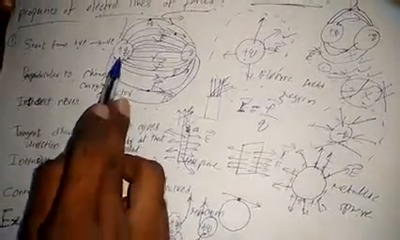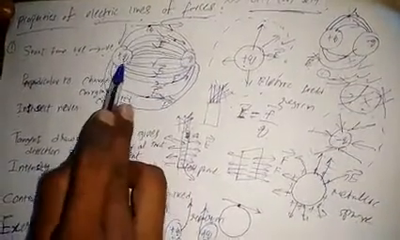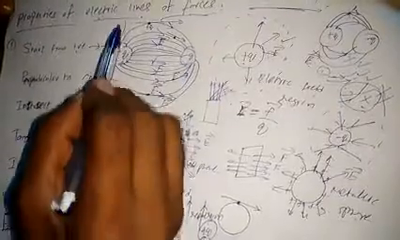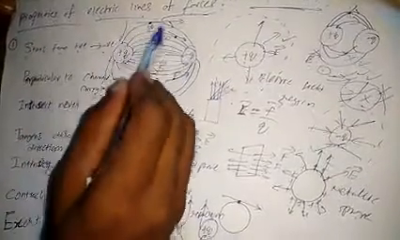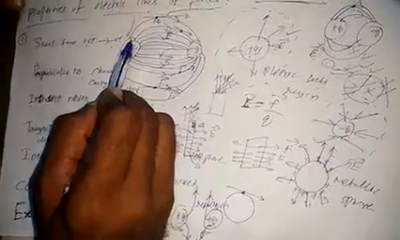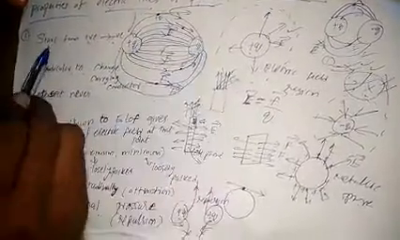Okay, right? We have taken two charges, one positive and another negative. These electric lines of force are passing perpendicular. They start from the positive charge and end at the negative charge. This is the first property.